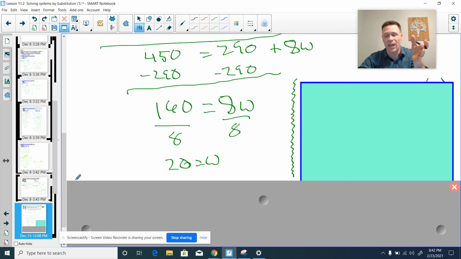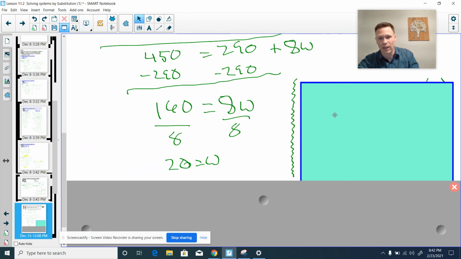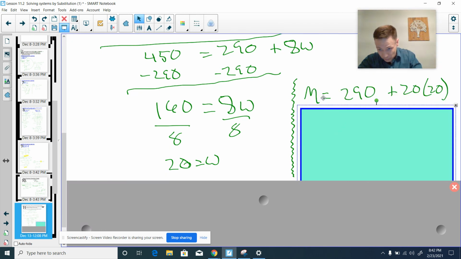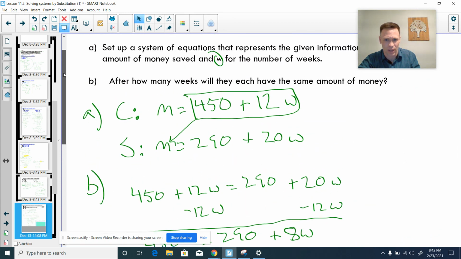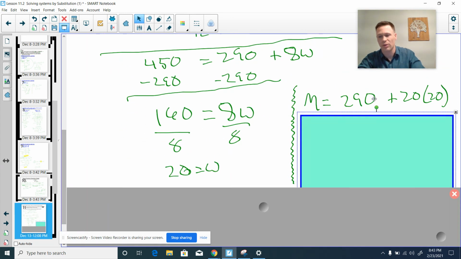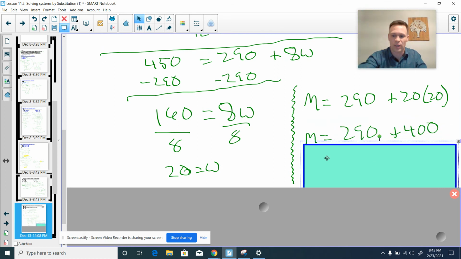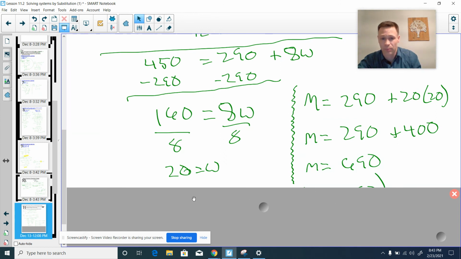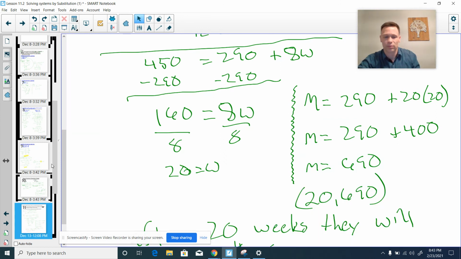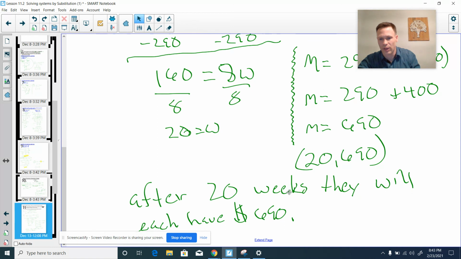Now I just need to know what M is to figure out how much money that is. Well, if W is 20, I can substitute that in. I picked the bottom equation, but it makes no difference, right? So M is equal to 290 plus 20 times 20, which is 400, plus 290, which gives me $690. So in the end, what does that mean? That means that after 20 weeks, they will each have $690.